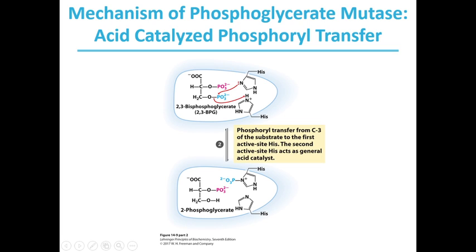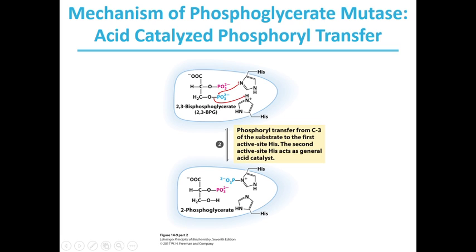And now, as you can see, the phosphate has transferred from the hydroxy at the 3 carbon to the hydroxy at the 2 carbon. And for this reaction to happen, the enzyme needs to have a histidine that is phosphorylated at all times. Hence, the unusual mechanism.